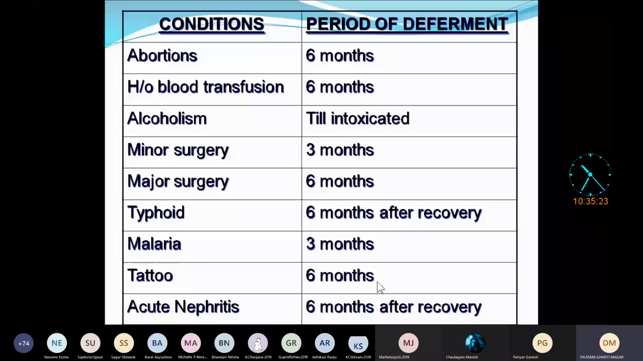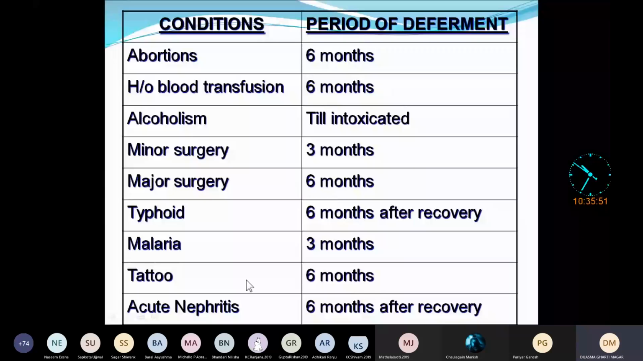So whether it is done under all aseptic precautions or not, you see, and with the tattoo doing, there will be some ink, isn't it? So usually, if a person does a tattoo, there can be HIV infection or hepatitis infections. That's why after tattooing, for 6 months, we don't take the blood. So we never know whether the person has done it in a very special way.